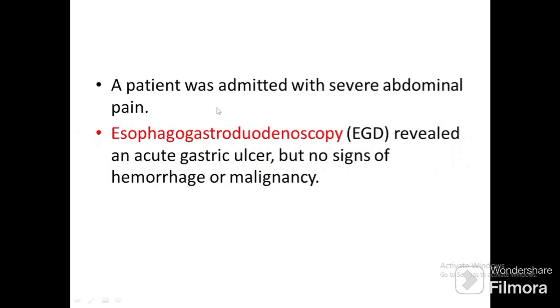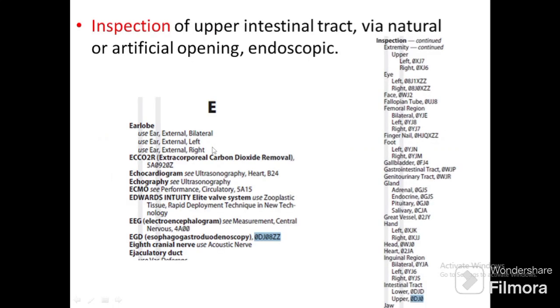For example, a patient was admitted with severe abdominal pain. Esophagogastroduodenoscopy revealed an acute gastric ulcer but no signs of hemorrhage or malignancy. So here the procedure is esophagogastroduodenoscopy. The root operation will be inspection, and because it involves esophagus and duodenum, we should check for upper intestinal tract. So we should search for the term inspection, and under inspection, intestinal tract. Under intestinal tract, upper intestinal tract, and also there is a separate entry for esophagogastroduodenoscopy, and if you know this, you can directly get the code from this index, that is 0DJ.